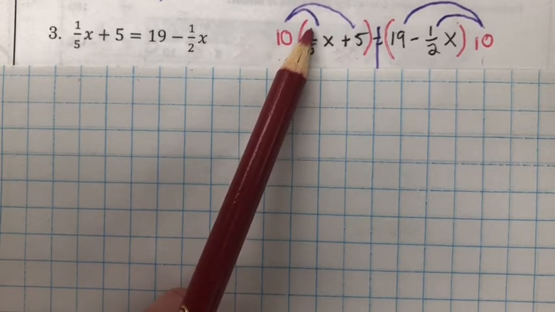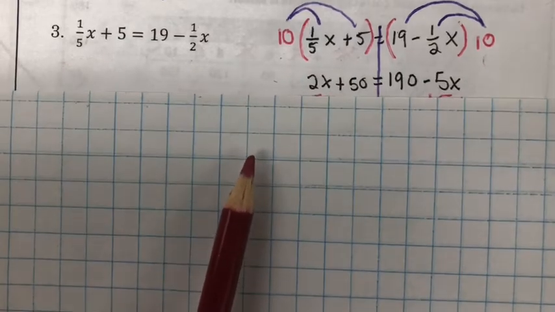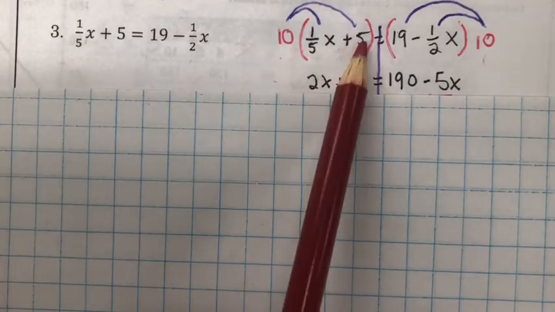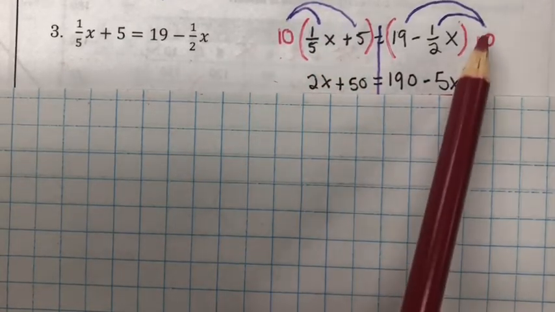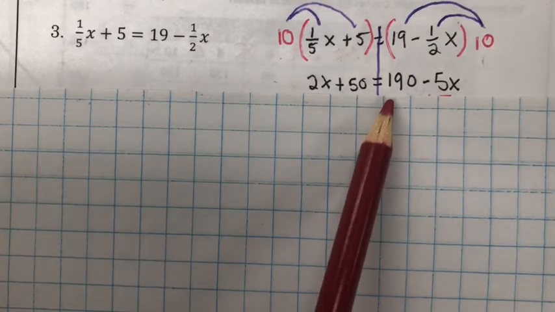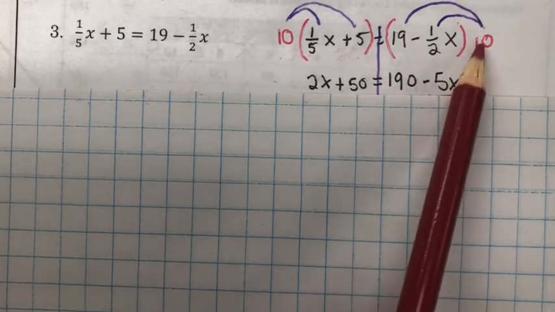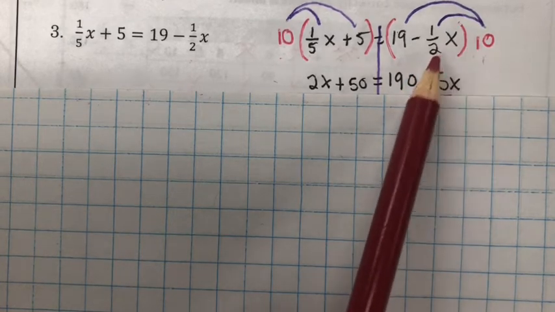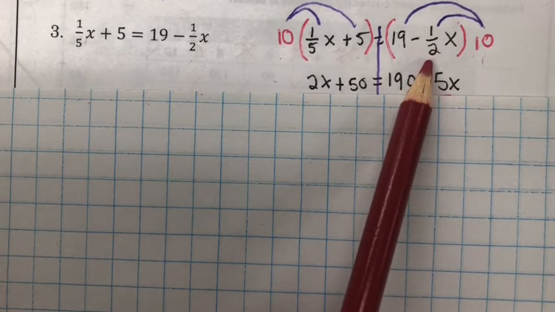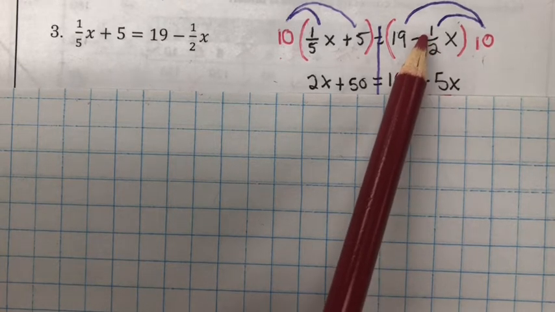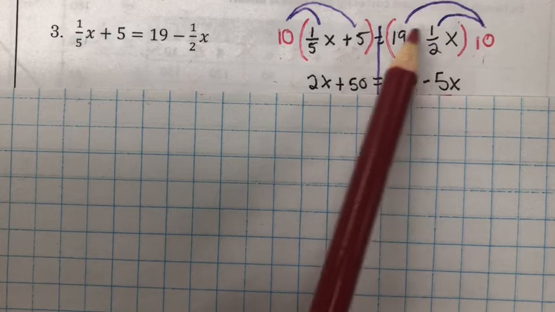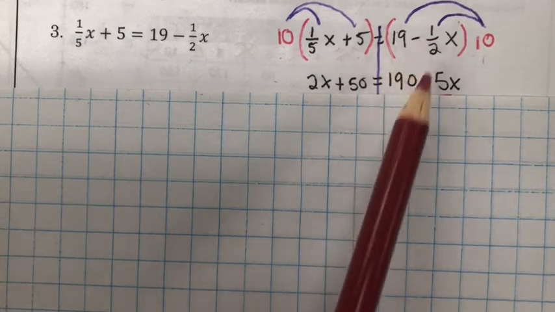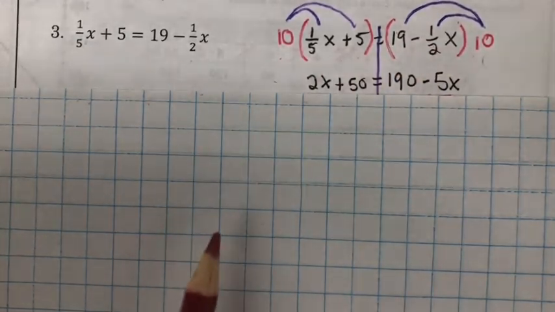2 multiplied by 1 is 2. So we have 2x. 10 multiplied by 5 is 50. 10 multiplied by 19 is 190. 10 divided by 2 is 5. 5 multiplied by negative 1 is a negative 5. Can't forget that this is a negative. The sign goes with the term.